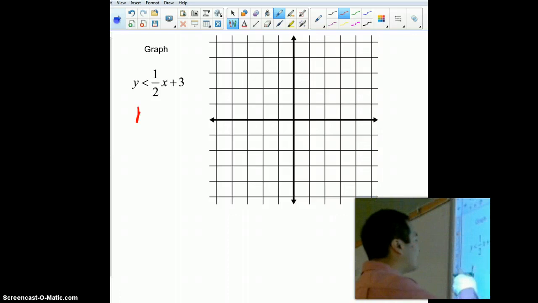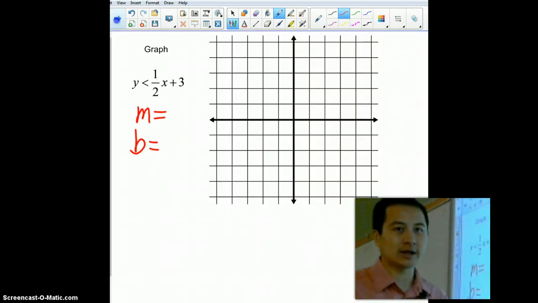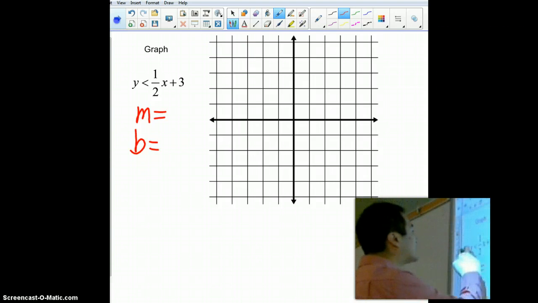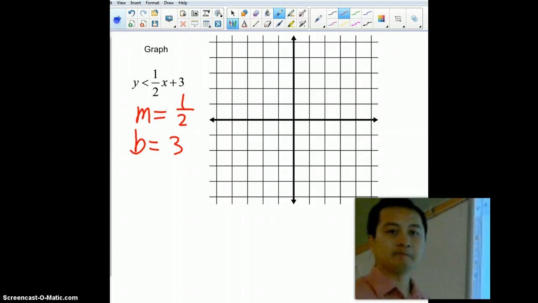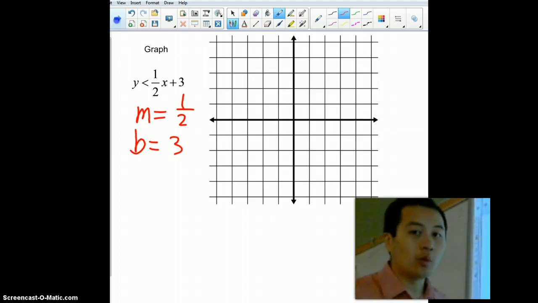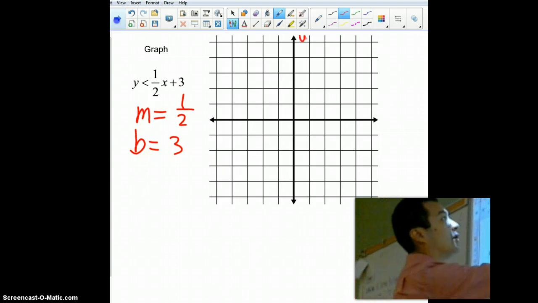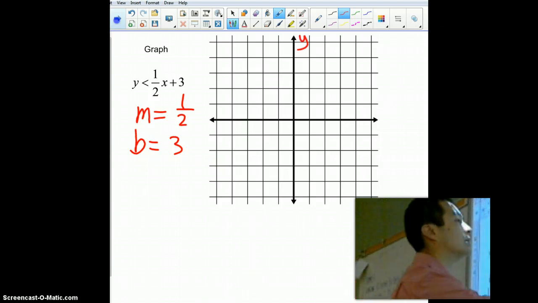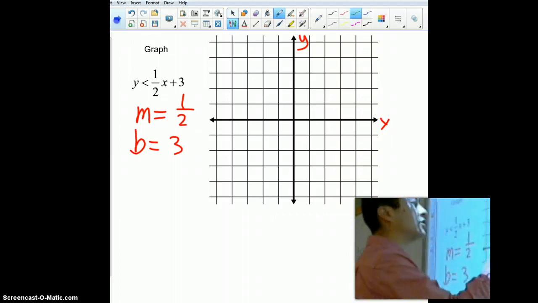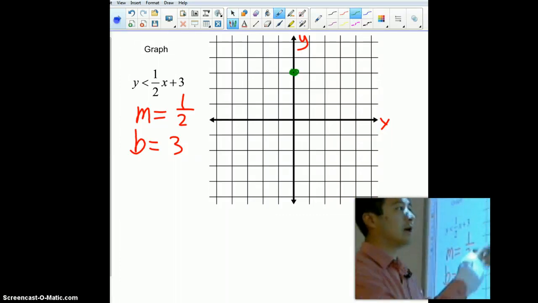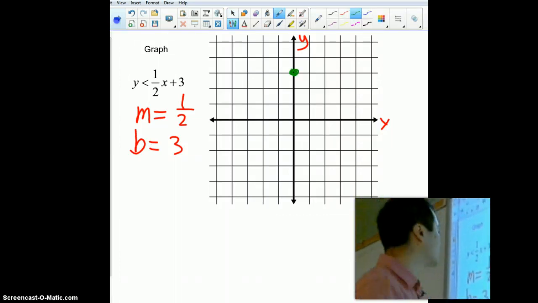So let's write that down. We need to find what m equals. We need to find what b equals. Take a look at the positioning. M is in front of the x, so m is 1/2 in this case. B is by itself, so b is going to be 3. Now when you graph this, you always start with b, the y-intercept on the y-axis. So start at 3 on that. So count 1, 2, 3. I'll graph it in green for you. 1, 2, 3. I make a dot right there. That's where it starts.